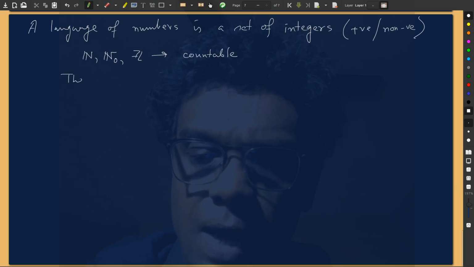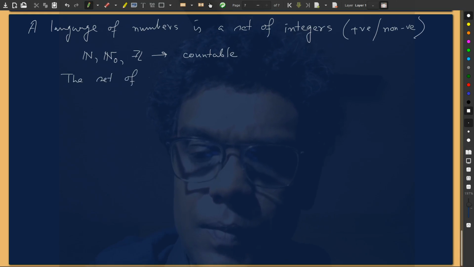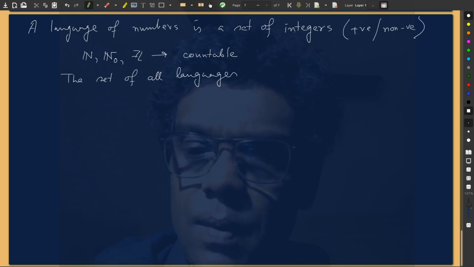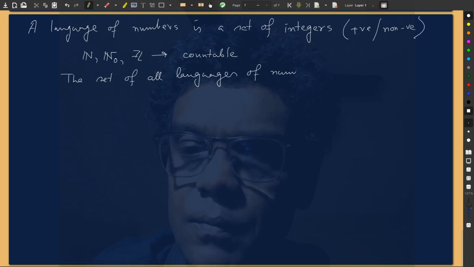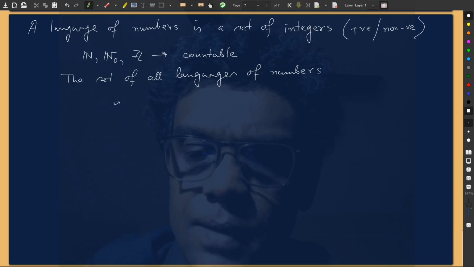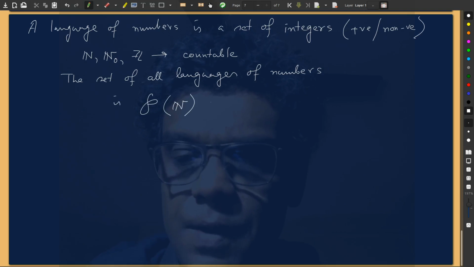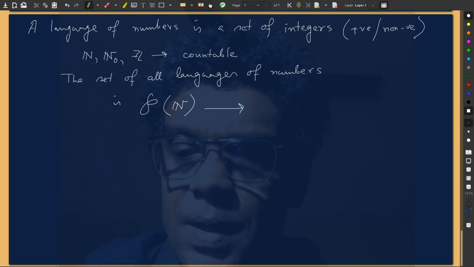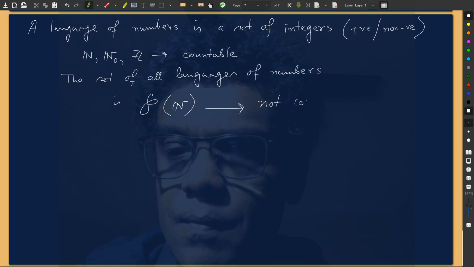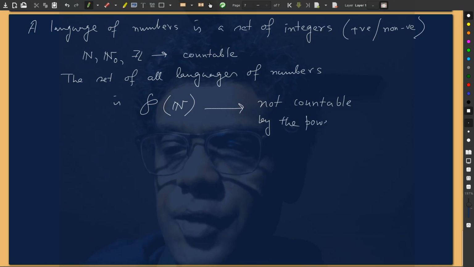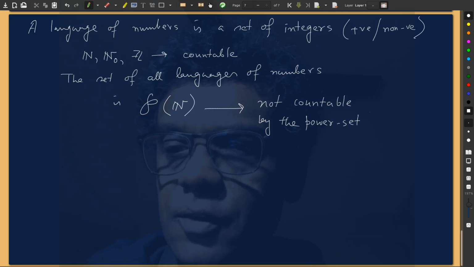Whereas the set of all languages of numbers is nothing but the power set, maybe of N, let's say, or N0, Z, whatever. Now, by the power set theorem, this is not countable. Okay, so we have seen this power set theorem, right, in the discrete structures course.